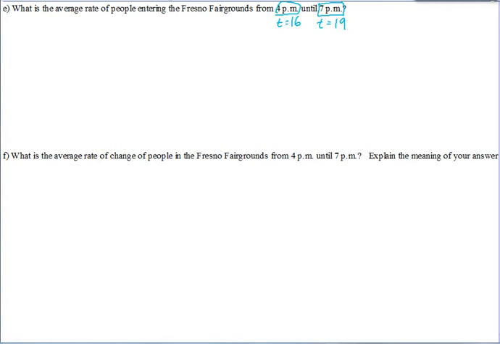So whenever you see the average of some function on some interval, the first thing we need is the 1 over the width of your interval, b minus a, so that'd be 19 minus 16. And then times the integral from 16 to 19. And then right here you put whatever you're finding the average of. It goes inside the integral. In this case, what we find the average of is the rate people are entering the Fresno Fairgrounds. If it's just the rate of people entering, it would just be E of t.